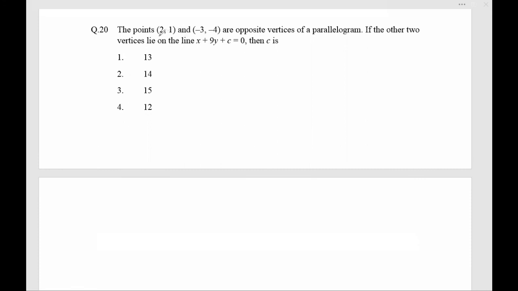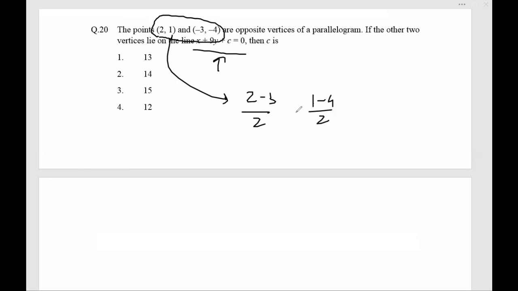One thing you need to understand: if I join these 2 points, what will I get? I'll get a diagonal, and this is the other diagonal, and they bisect each other. That means the line joining these 2 points, its midpoint will lie on this particular line. So what is its midpoint? (2 minus 3)/2 and (1 minus 4)/2, which is like minus half and minus 3/2.